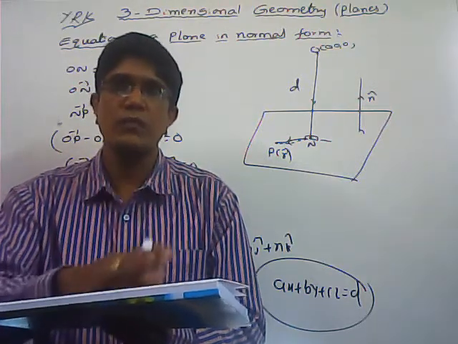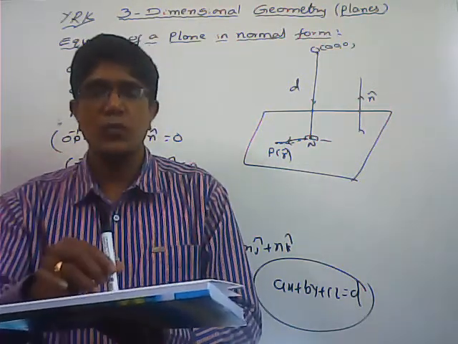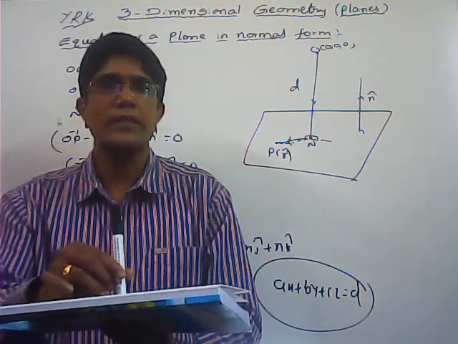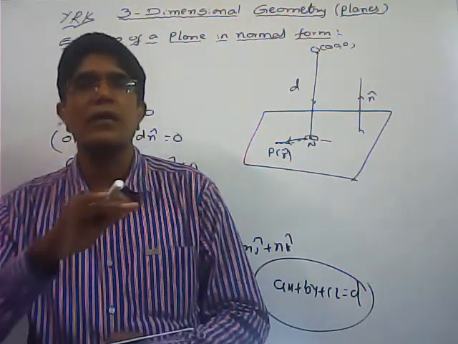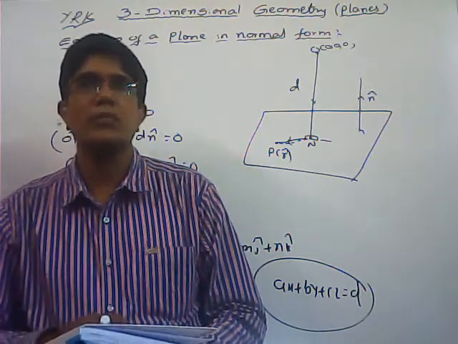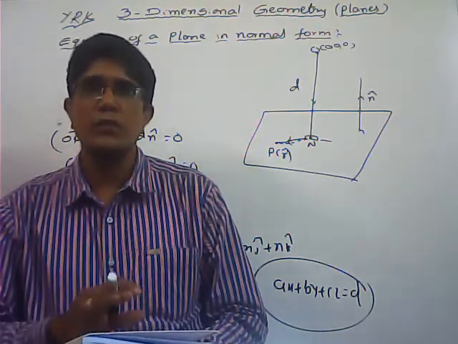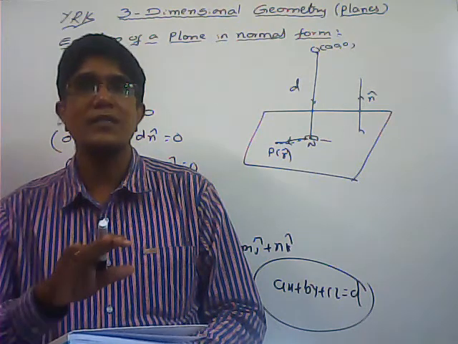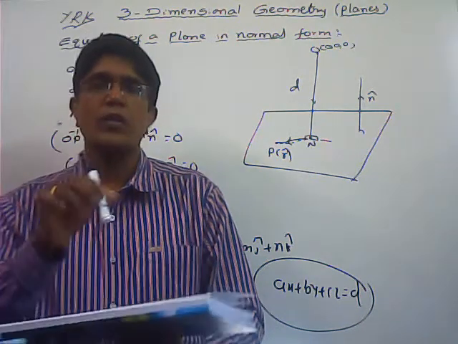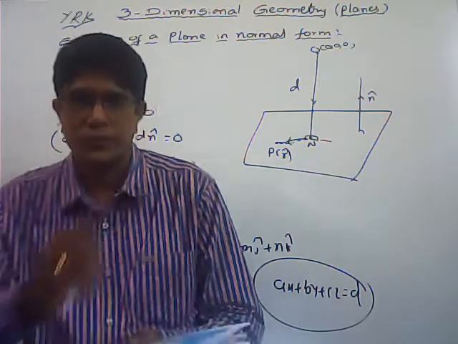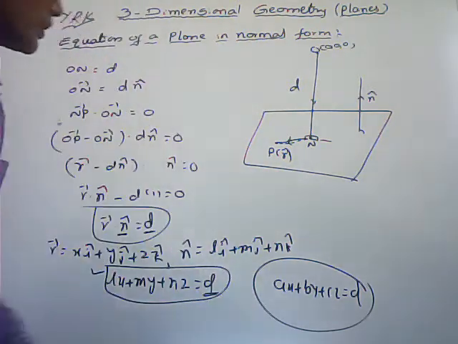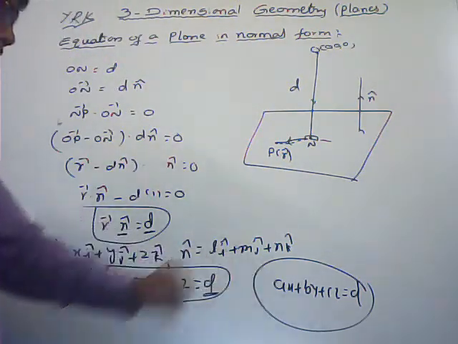So for the equation of the plane, generally we take the normal d's. For the equation of the line, we always consider the parallel d's only. This is very, very important. For the equation of the line, always consider the parallel d's. For the equation of the plane, always consider the normal d's. So any equation of the plane is given as ax plus by plus cz.